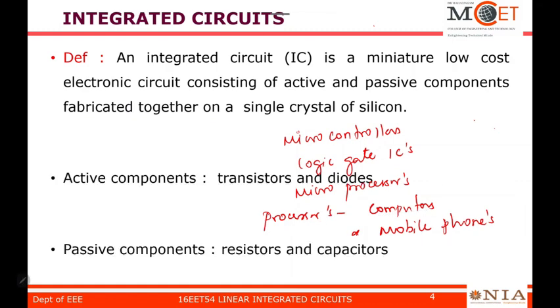Next, the active and passive components. Transistors and diodes are all active components, and resistors and capacitors are all passive components. So our IC is made up of active components as well as passive components.